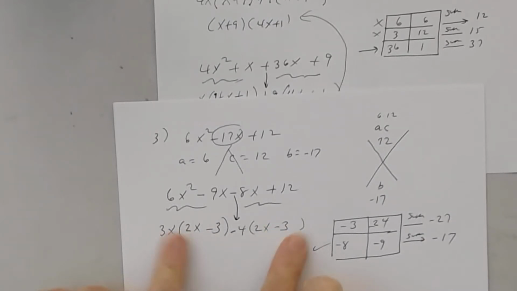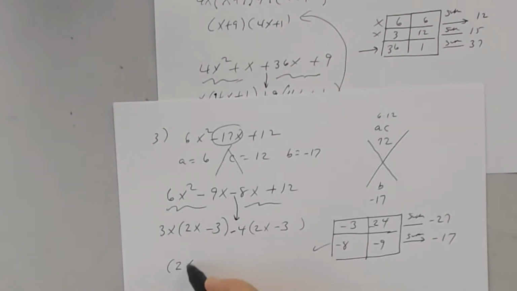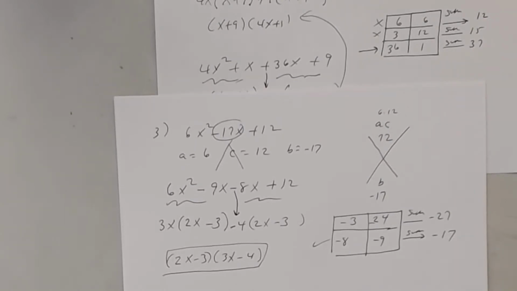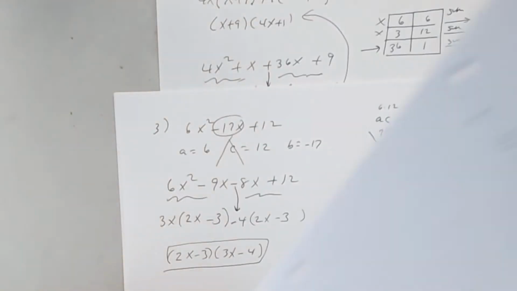So now these two terms here have the same factor in common, 2x minus 3. So what's going to be the answer? Right, 2x minus 3 times 3x minus 4. So that's your answer. When we do our homework, do you want us to put it on a separate sheet like that too? On the worksheet, I think there's enough room here. Okay. Yeah, so there's no separate sheet for that one.